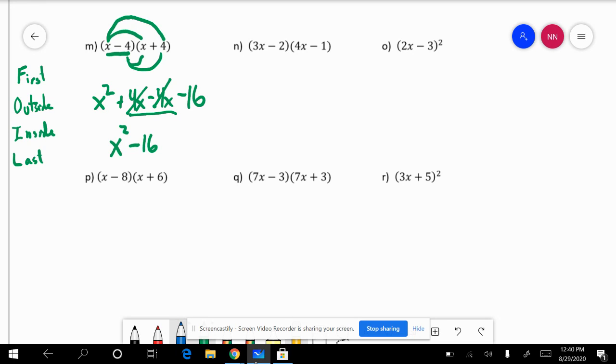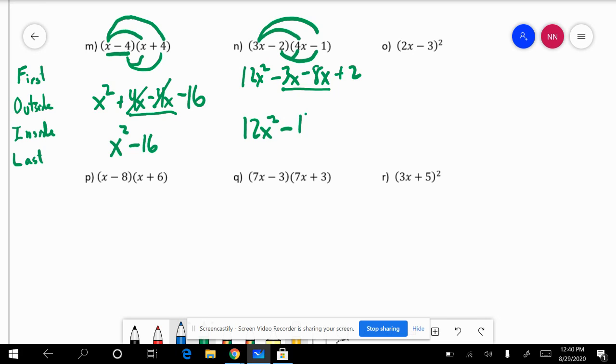For the next one, I'm going to multiply the first terms, so 12x squared. I'm going to multiply the outside terms, negative 3x, the inside terms, negative 8x, and the last terms, positive 2. These are like terms, so I have 12x squared minus, I have 11x, and then I have plus 2.